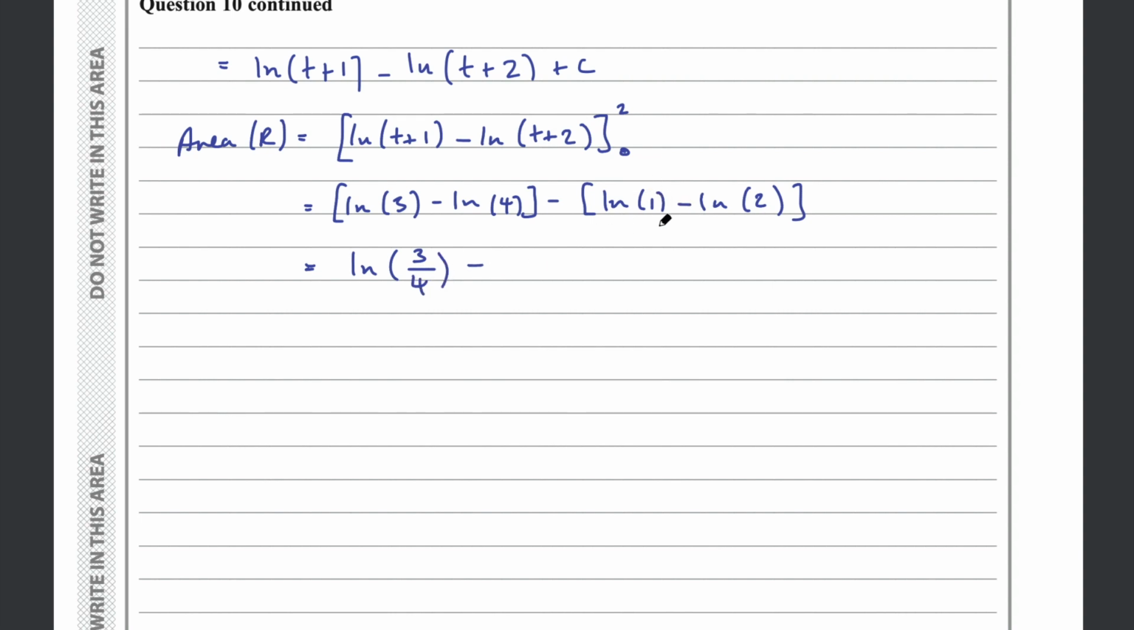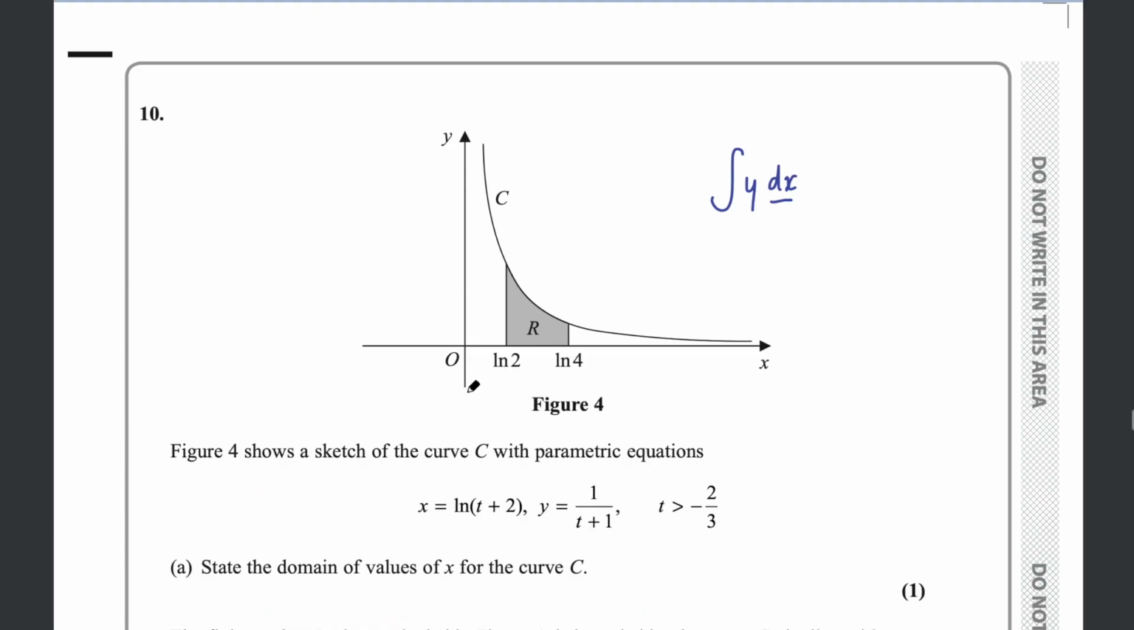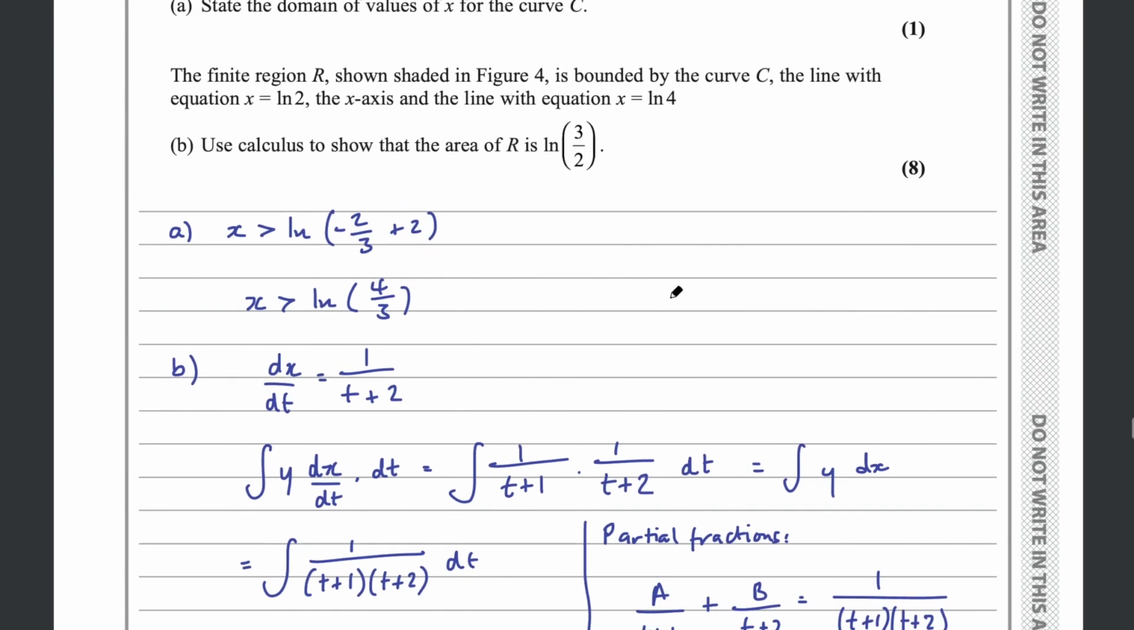Subtract, the log of 1 is 0. So we're going to have subtract negative log 2, which is plus log 2. And when you're adding logs, another way of writing that is multiplying those terms. So this is the log of 3 on 4 times 2. And then that 2 would cancel with this 4, so we'd end up with the log of 3 on 2, which is what they want us to find.